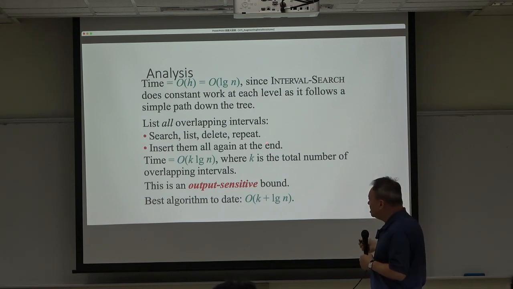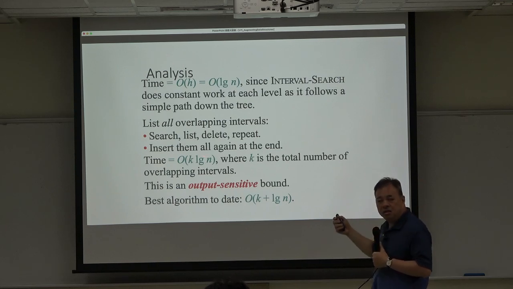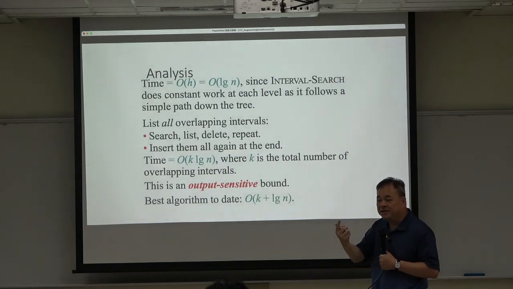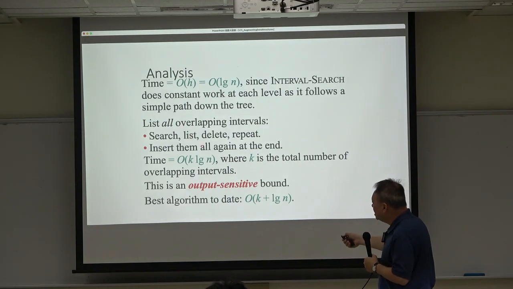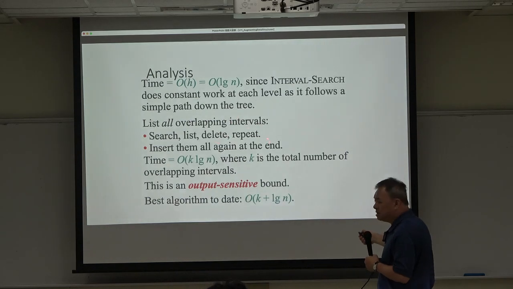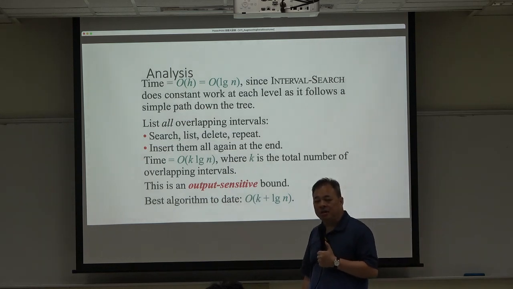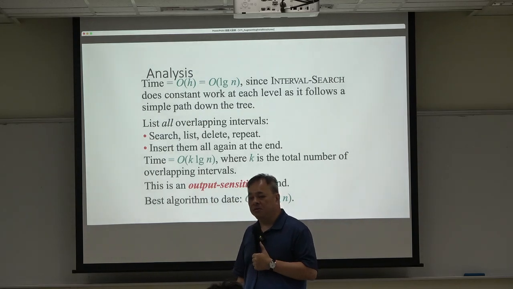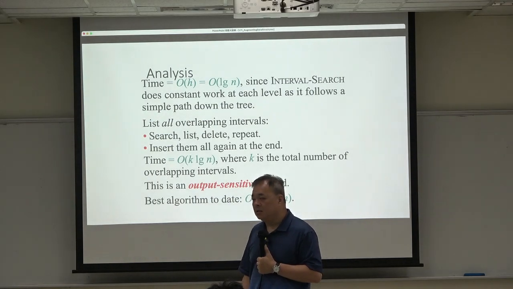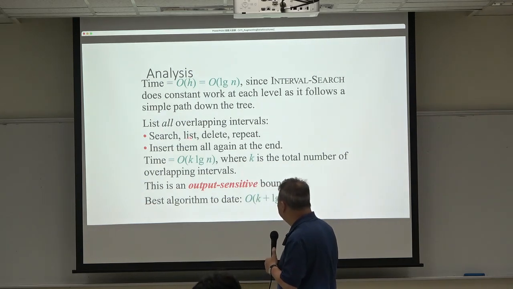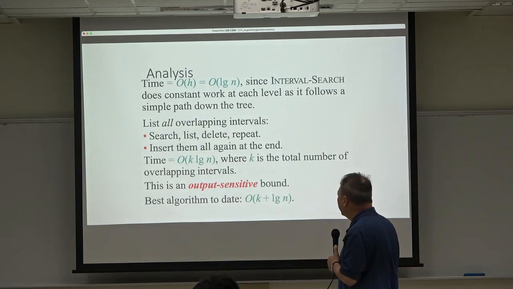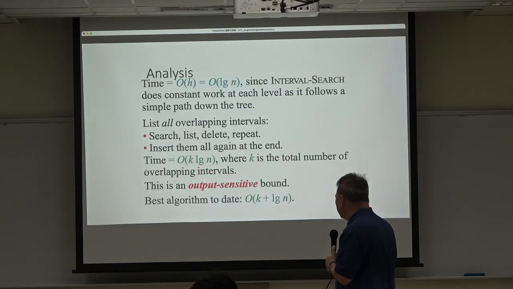If you want to list all the intervals, what do you do? You search. Search is the code that we use. We find one, right? Once you find that interval, you list it and delete it, and then you repeat. You keep doing that until no interval can be found and a nil is returned, and then you stop. So this is a very, very simple approach. The complexity is going to be big O of k log n.